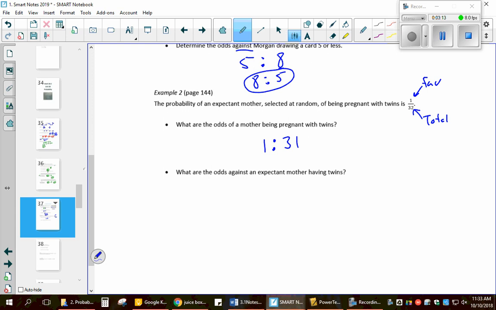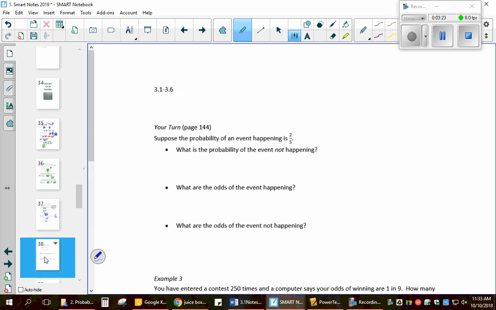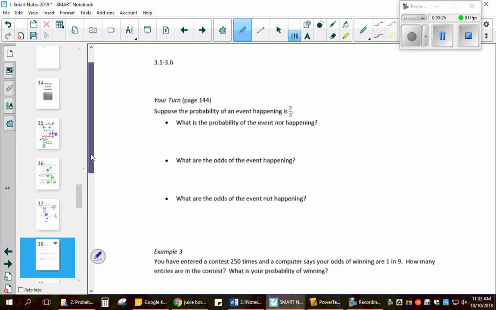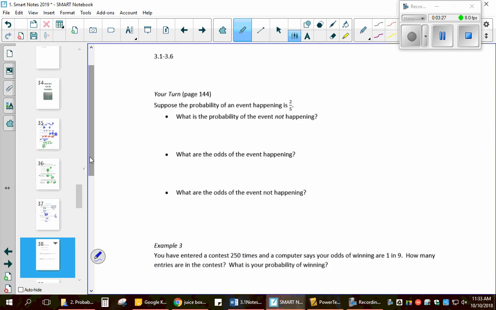Okay, what are the odds against an expected mother having twins? 31 to 1. All right, suppose the probability of an event happening is 2 over 5. All right, so probability, that 2 is your favorable, that 5 is your total. What's the probability of the event not happening?